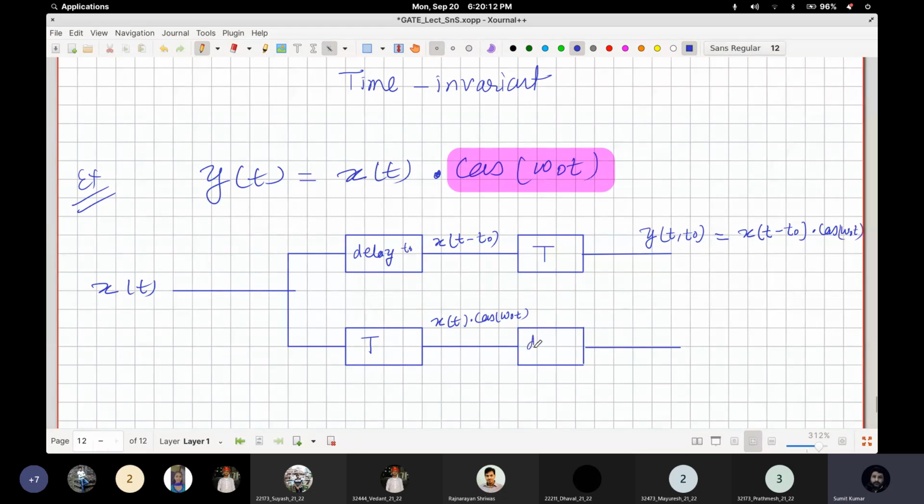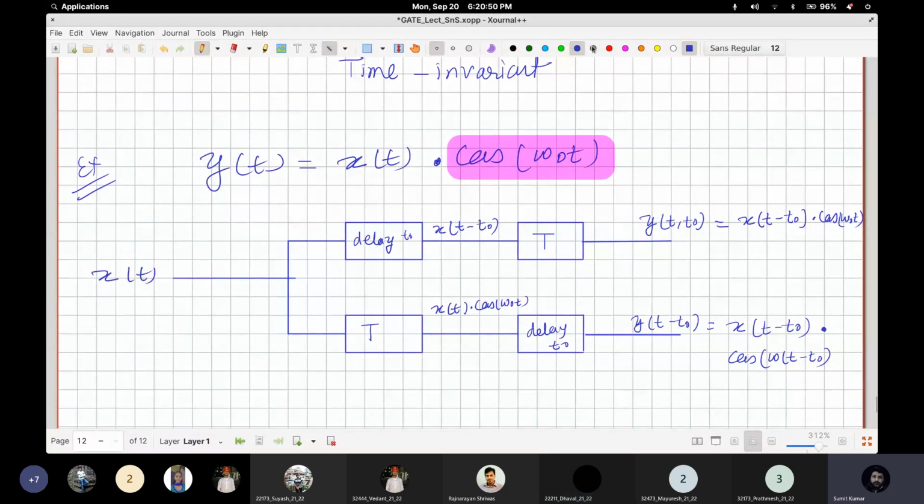Now here we are applying a delay of t naught, so t will be replaced by t minus t naught, right? So we will be getting y of t minus t naught, and that will be equal to, replacing t with t minus t naught, x of t minus t naught times cos of omega naught under bracket t minus t naught. Now tell me whether these two are equal. Are they equal here? No, sir. No, right?